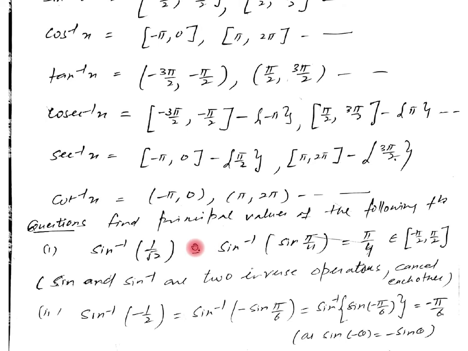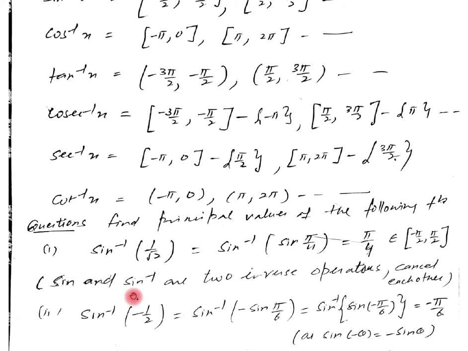Now in the table we know that the range of inverse sine, sine inverse x, is the closed interval minus pi by 2 to pi by 2. It means when we find the principal value of this, the answer lies in the closed interval minus pi by 2 to pi by 2. Now let us see the question: sine inverse 1 by under root 2. It can be written as sine inverse of sine pi by 4, since 1 by under root 2 is sine pi by 4. Now this value belongs to our range.